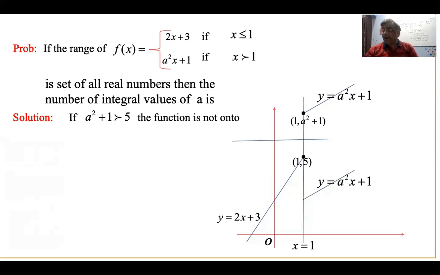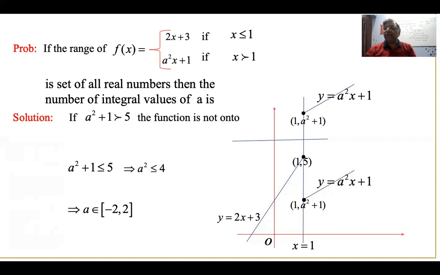Therefore, if the right side piece of the graph is down like this, then y is equal to a square x plus 1, and that point is nothing but 1 comma a square plus 1. If a square plus 1 is less than or equal to 5, then the function becomes onto. That is, a square is less than or equal to 4. That is, a is in the closed interval -2 to 2.